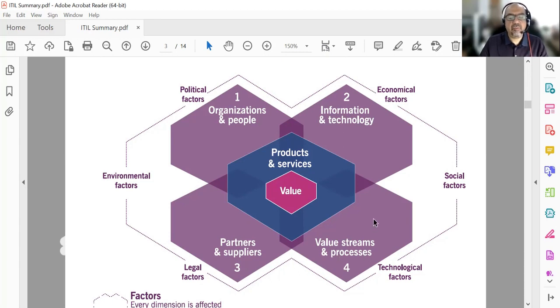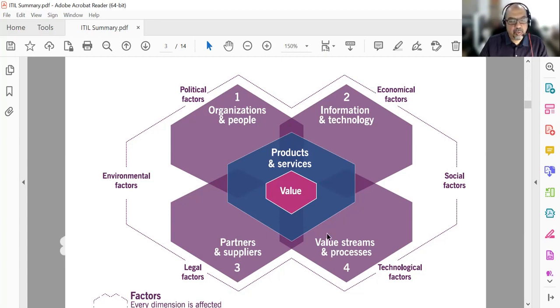Fourth component is the value streams and processes. So we are following some processes. When we hire someone, when we fire someone, when we upgrade our servers, when we move to the cloud, when we create email, when we sell something, we follow some processes there.